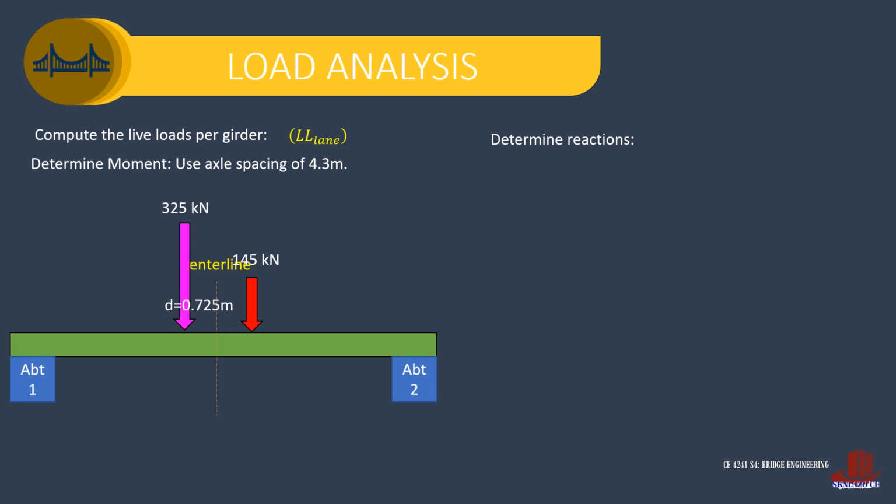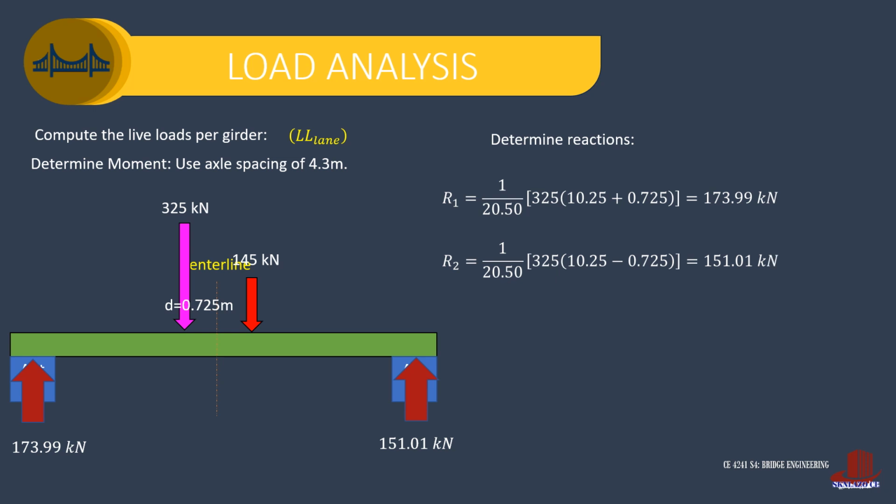Next is to take the reactions. To simplify and shorten the computation, we can use the resultant load. With moments taken from abutment 2, we have the reaction on the first abutment as 1 over 20.5 multiplied by the load of 325 times the distance of 10.25 plus 0.725. And this gives 173.99 kilonewtons. The right support reaction is taken as 1 over 20.5 multiplied by the load times 10.25 minus 0.725, resulting to 151.01 kilonewtons.